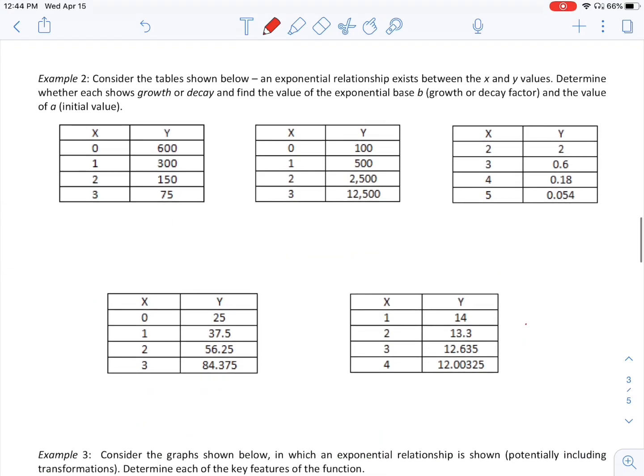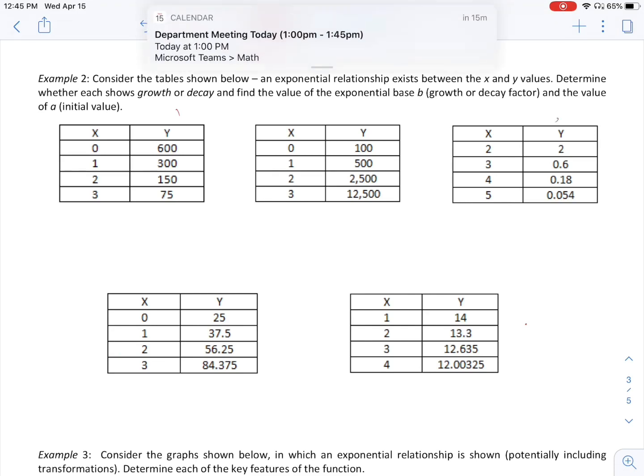One other way in which you might see some exponential functions or exponential relationships displayed is through a table. In the next video I make, I will go ahead and go through all of these, or maybe several of these examples, but I'll just go through the first one, this one, and that one, so you can see, generally speaking, how that works.